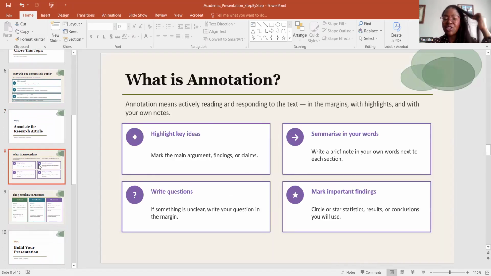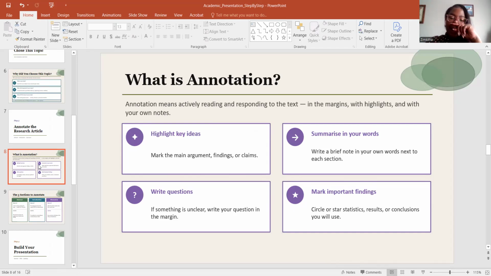So what is annotation? You highlight the key ideas, you write questions, you summarize in your words, you mark important findings. Like I said, you don't know what type of research they use, what type of methods. You read through it, you make a note next to it. Okay, quantitative research. Or no, they did only interviews with 5 people. That's qualitative research. All right.